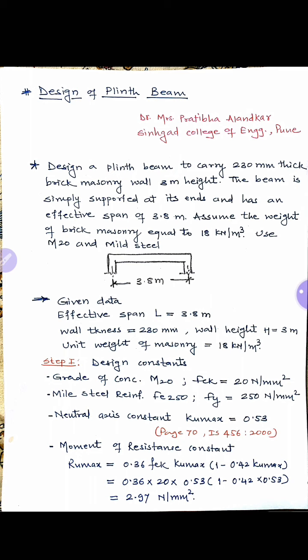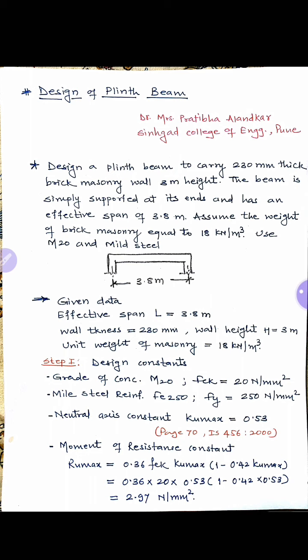Now to start with, for given grade of concrete and grade of steel, first we have to identify design constants. I hope you all remember design constants. Fine. So for M20, fck is 20 Newton per mm square. For mild steel, that is Fe 250, fy is 250 Newton per mm square. We'll require neutral axis constant, which is Ku max, directly based on grade of steel. The value is given in IS 456 page number 70. So for Fe 250, that is fy 250 Newton per mm square, Ku max is 0.53.